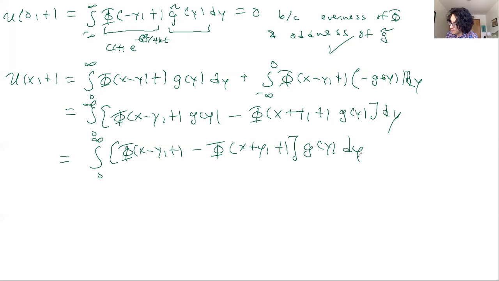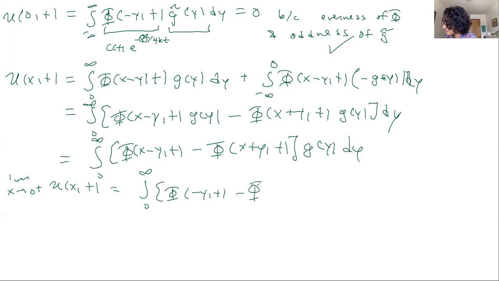So again, we can double check this, right? So the limit as x goes to 0 from above of u of x t in this case is just going to be the integral from 0 to infinity of phi of minus y t minus phi of y t, okay? But then because of the evenness of these, they're going to cancel each other out and we get 0, okay? So indeed, our boundary condition is satisfied, okay? So that's why we use odd reflection in this case.